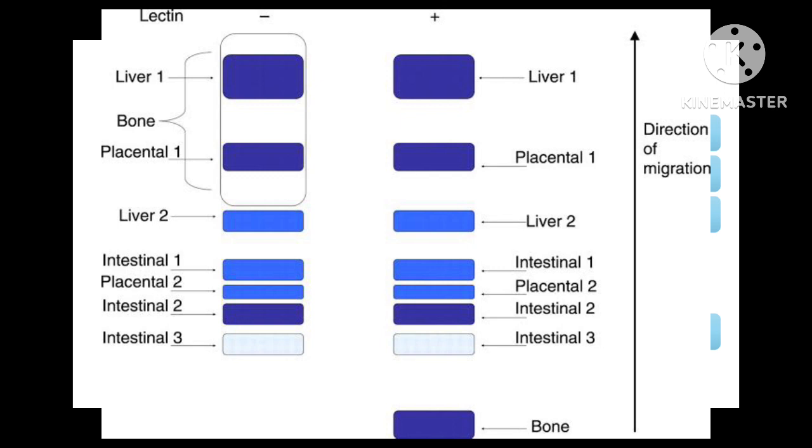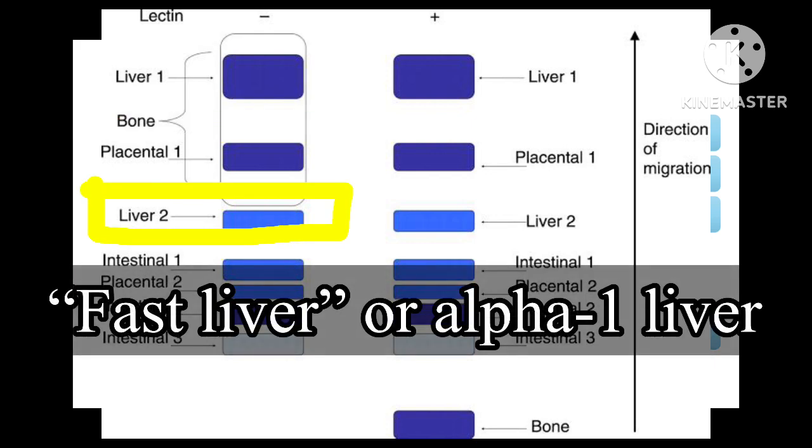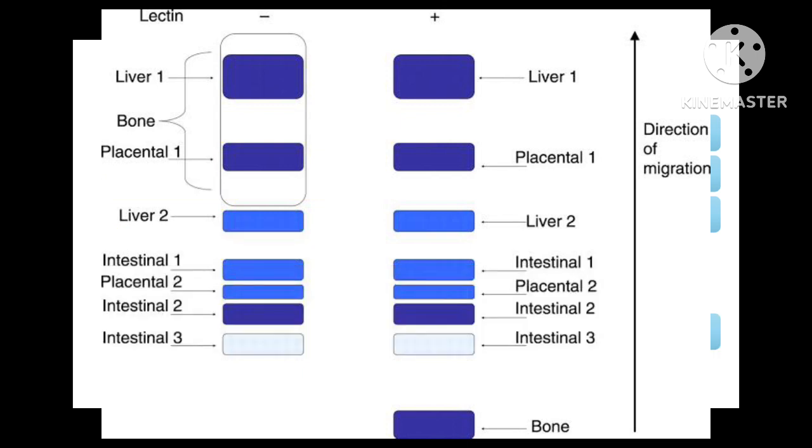The liver isoenzyme can actually be divided into two fractions, the major liver band and a smaller fraction called the fast liver or alpha 1 liver, which migrates anodal to the major band and corresponds to the alpha 1 fraction of protein electrophoresis.